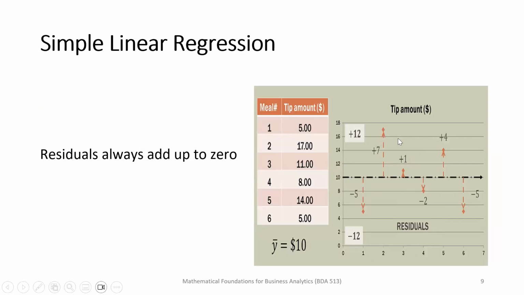So if you look at the ones at the top, we have positive 7 plus 1, that's 8, plus 4, that gives you 12. If you look at the ones that are below the mean, -5, -2, -5, that also gives you -12. You add the 2, it gives you 0. Any question on this? Any question?